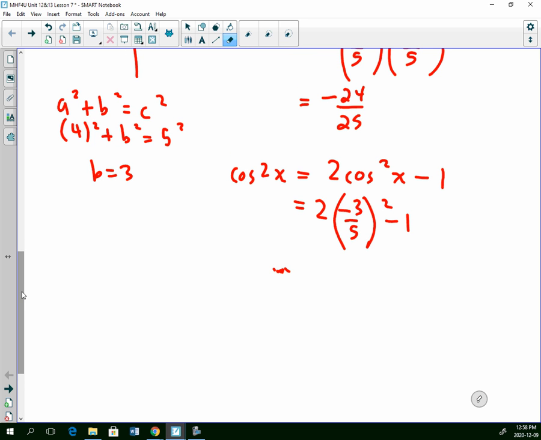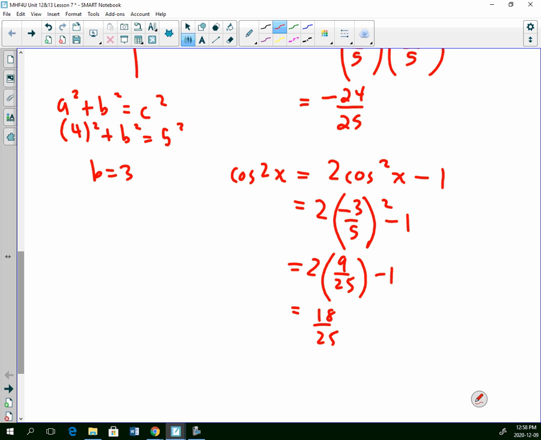And then we'll just simplify this. So negative 3 over 5 squared is 9 over 25, which gives me 18 over 25. And then if I want to subtract 1, I'll need a common denominator, which would be 25. And so 18 minus 25 is negative 7 over 25.